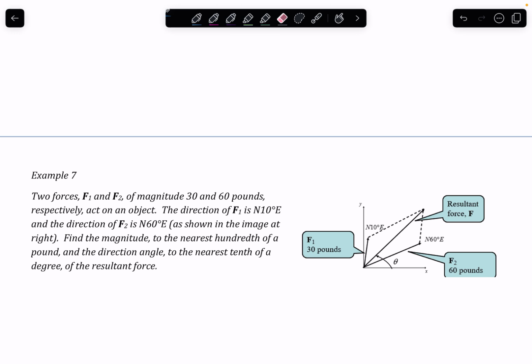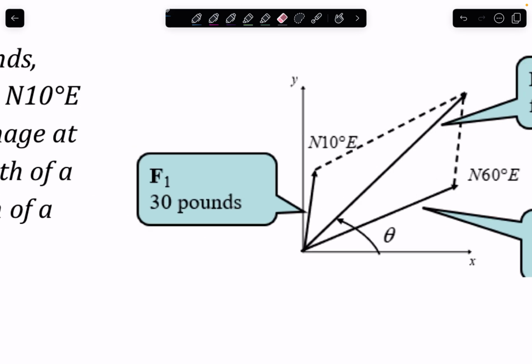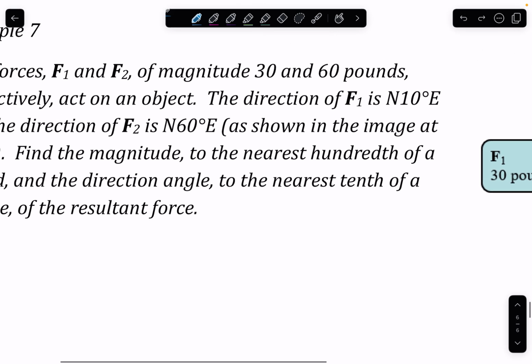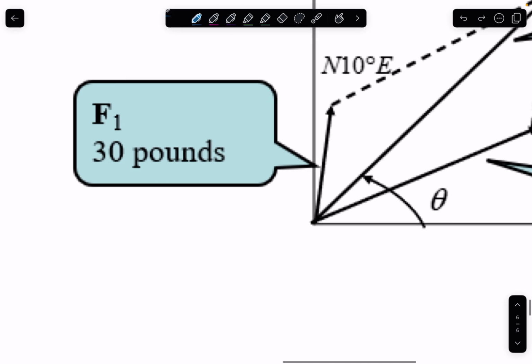As far as the image goes here, the 10 degrees is going to be this little angle right in here. That's our 10 degrees, so if you wanted to find this one, that's 80. Our other one is north 60 east, so this angle here is 60 degrees, which means the bottom one would be 30. But we don't need that right now.